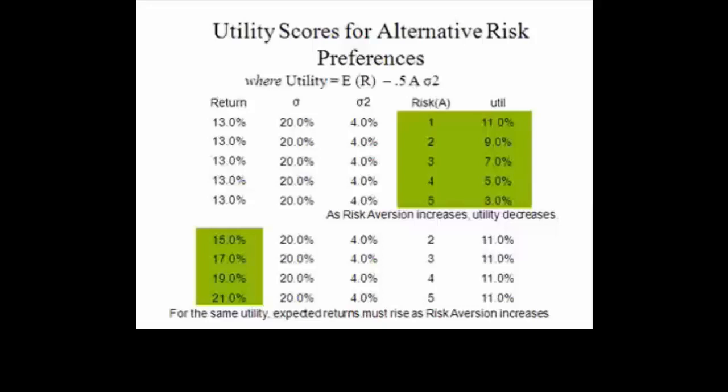The next question is, what would be the expected return or certainty equivalence premium that would yield the same utility for varying levels of risk aversion? The next table shows the returns required for providing that same utility. The very risk-averse investor will require a 21% expected return for the same risky investment that required only a 13% return for the investor with minimal risk aversion.